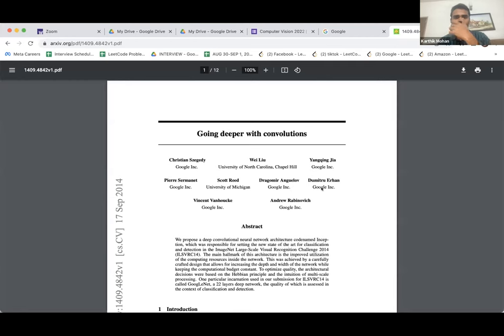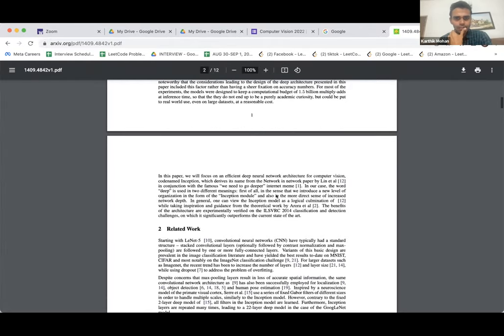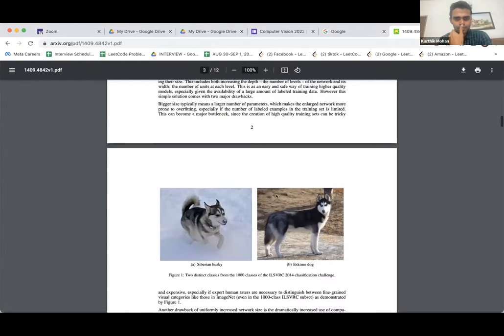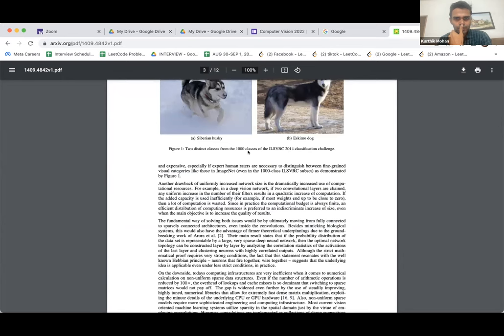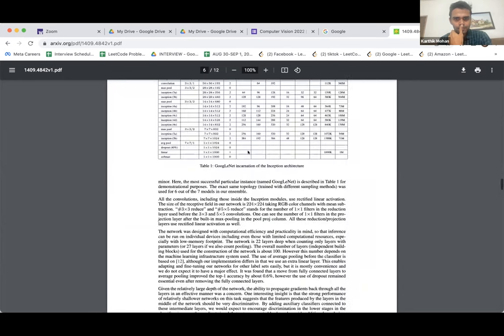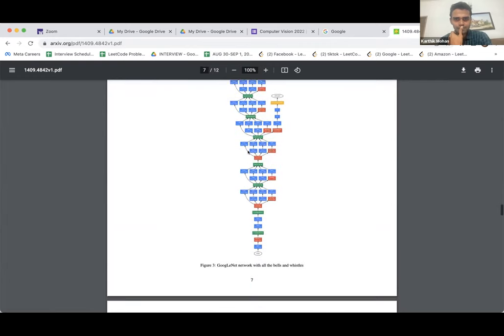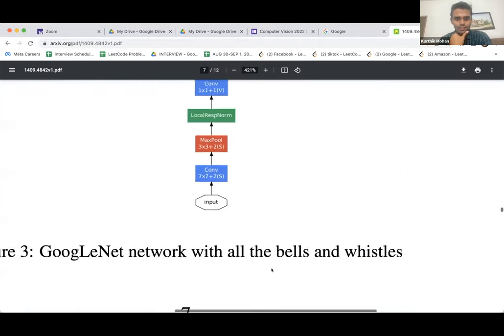All right, so this is the paper on the Inception model. You can see it's from 2014. This was the winner of the ILSVRC challenge. It's called Going Deeper with Convolutions. So, you know, obviously all the authors are from Google, because GoogLeNet or Inception came from Google. So we saw the motivation for this. Let's look at the Inception module. We spoke about that. Okay, so this is like the GoogLeNet with all the bells and whistles.